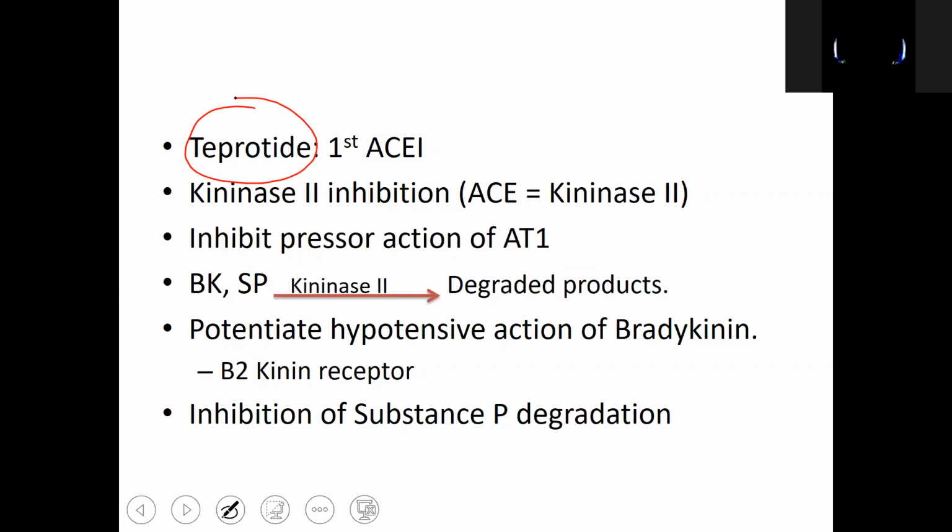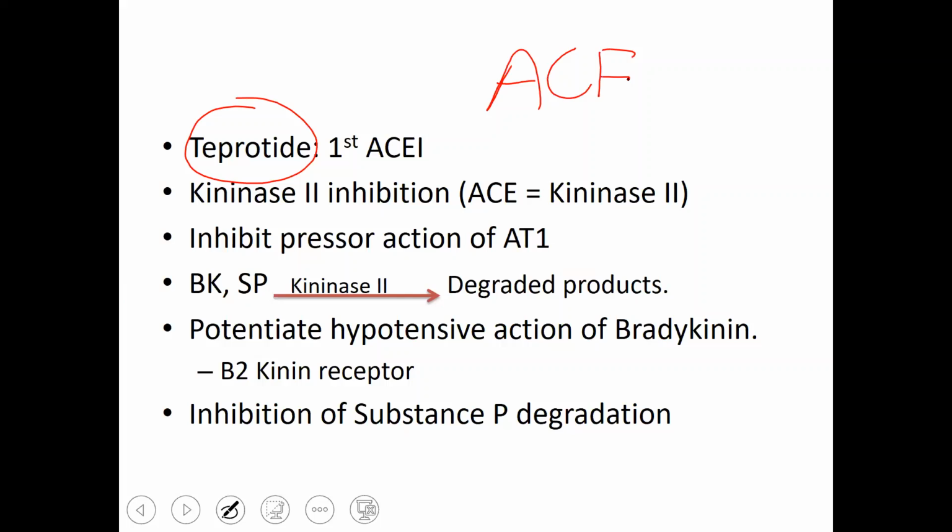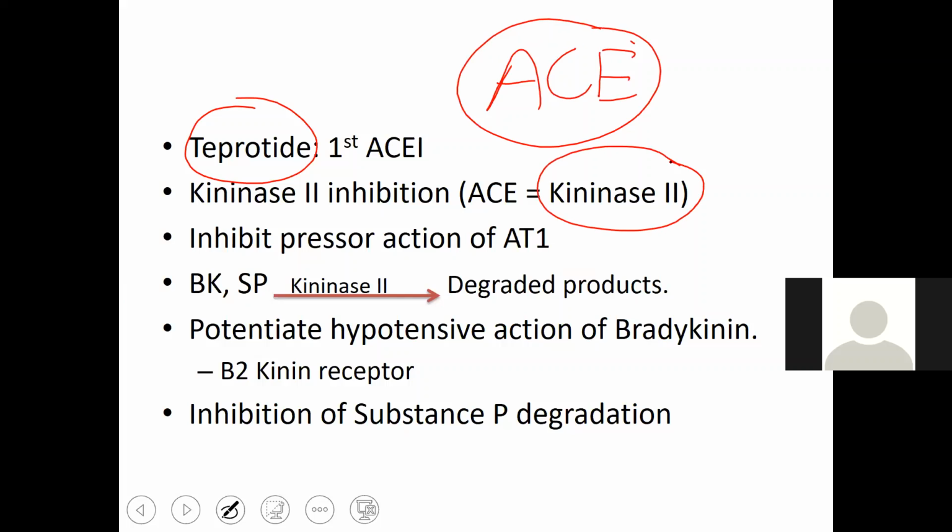Anyway, the first drug I had already told: teprotide was the first ACE inhibitor, but it was not used because of the side effects. And what is ACE? Angiotensin converting enzyme is the same as kininase 2. So when we inhibit the angiotensin converting enzyme, at the same time we are inhibiting kininase 2. What does kininase 2 do? It degrades bradykinin and substance P, and the degraded products are usually inactive.